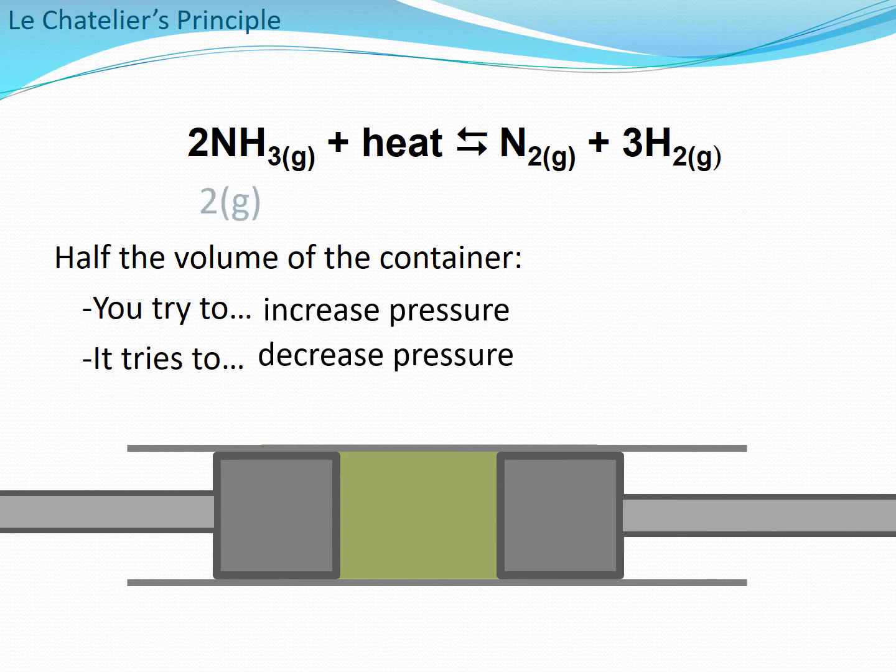So if I look at the equation, we have two gases on the left-hand side. There are four gases on the right-hand side. To decrease pressure, it's shifting to the side with less gas, which is then a shift to the left.